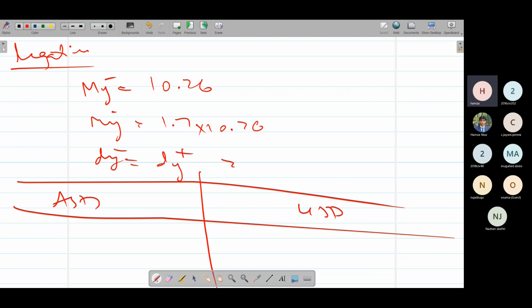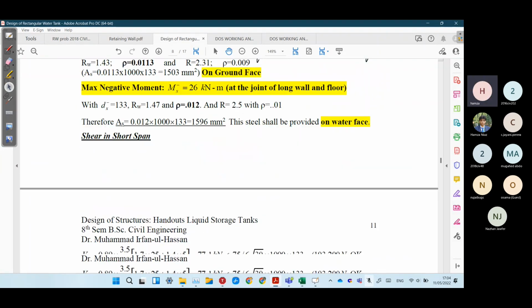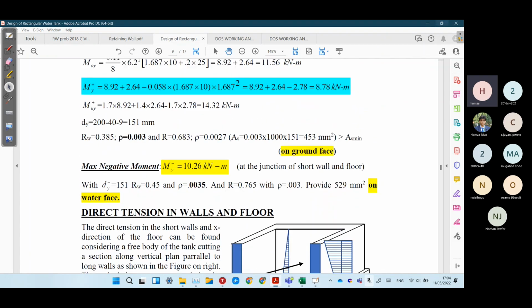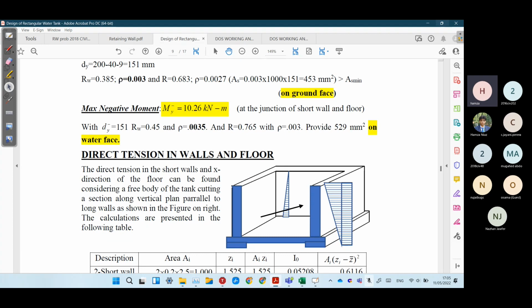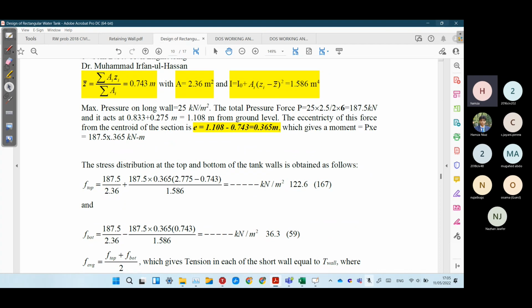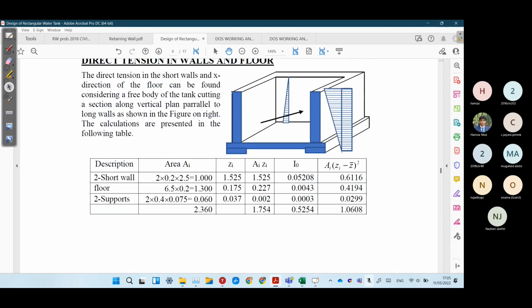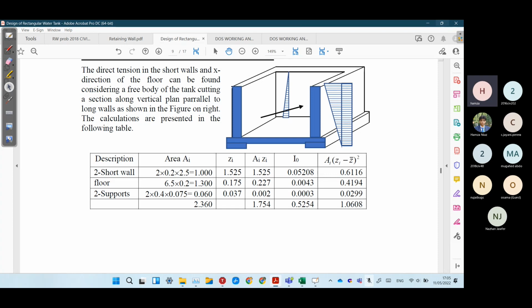So this way we can design the long span for the base slab. An issue in this, and up till this we are finished with this per tank. This we were not taught, sir. Didn't discuss this portion. It is actually quite simple if you focus on the short wall area.